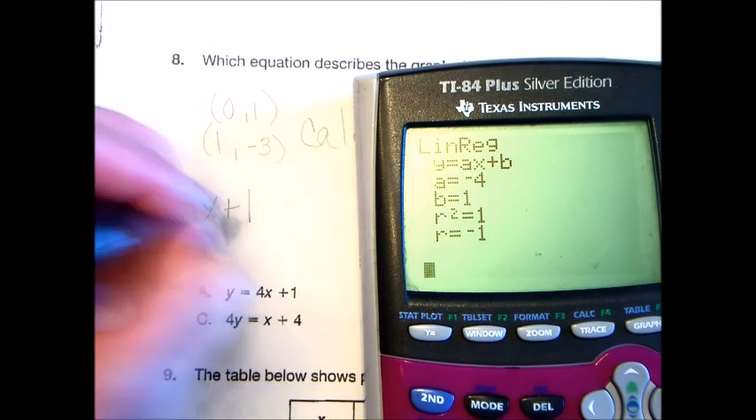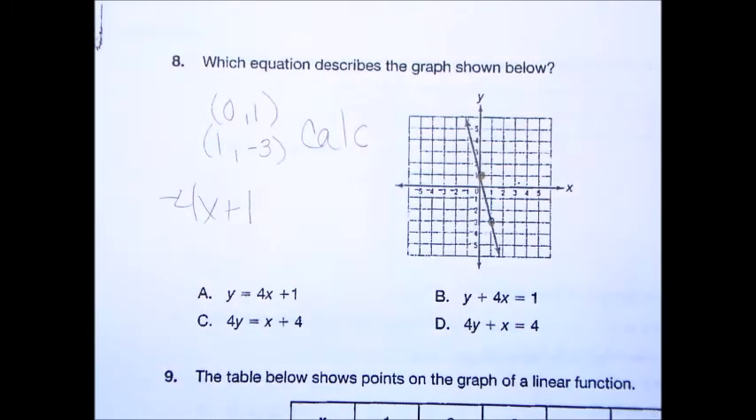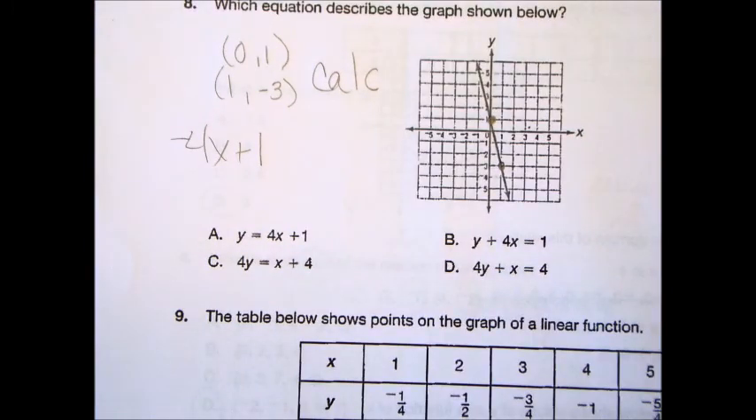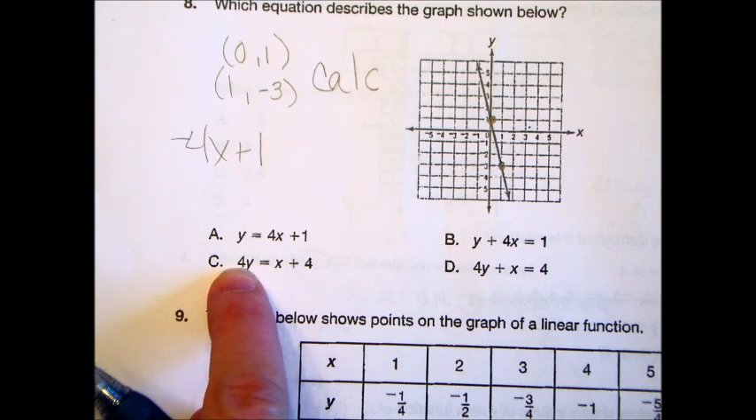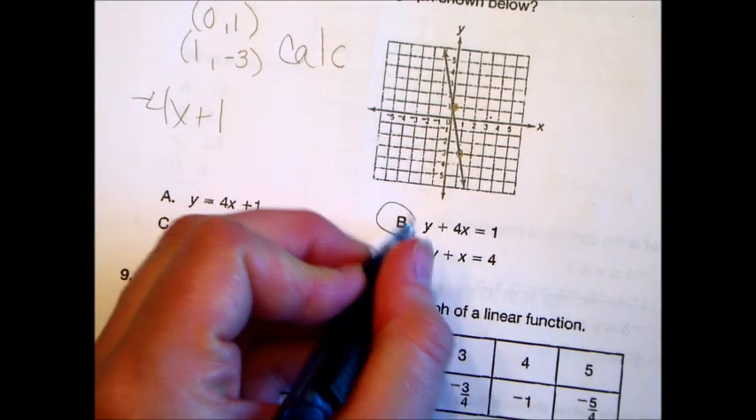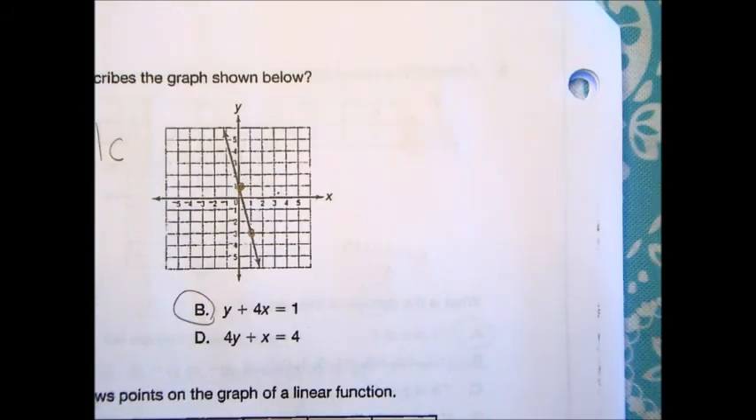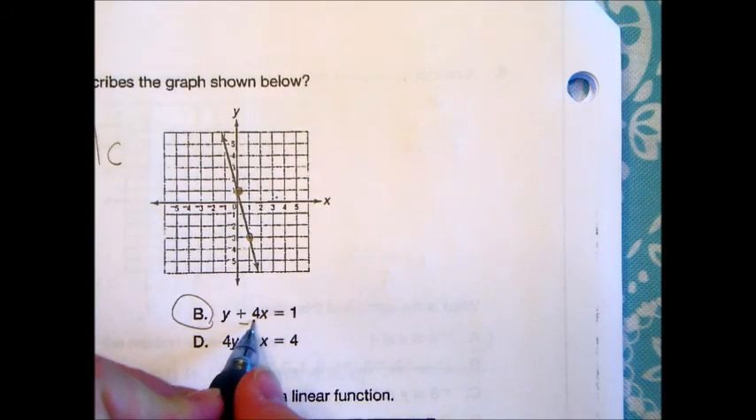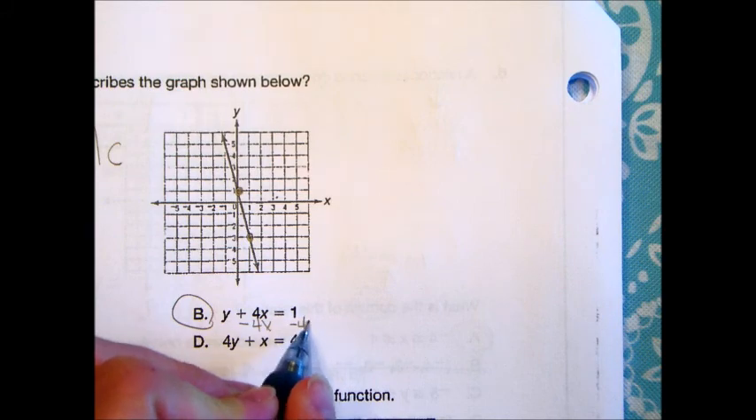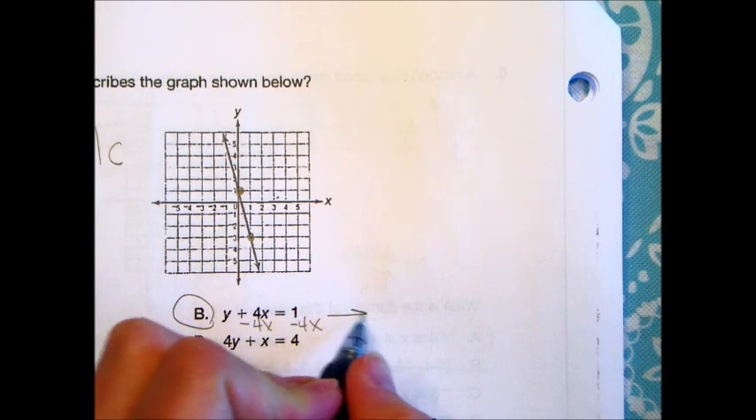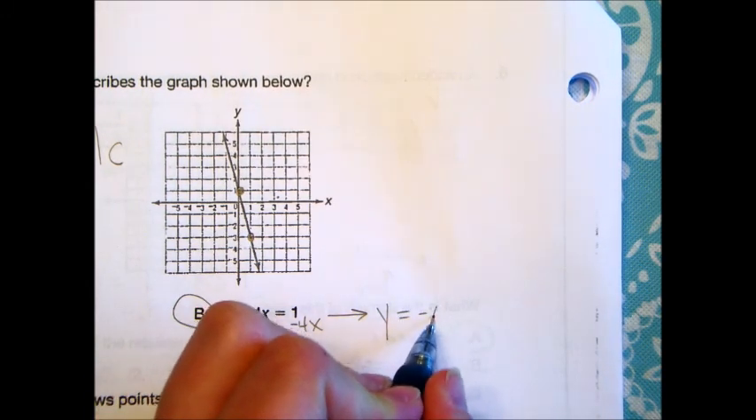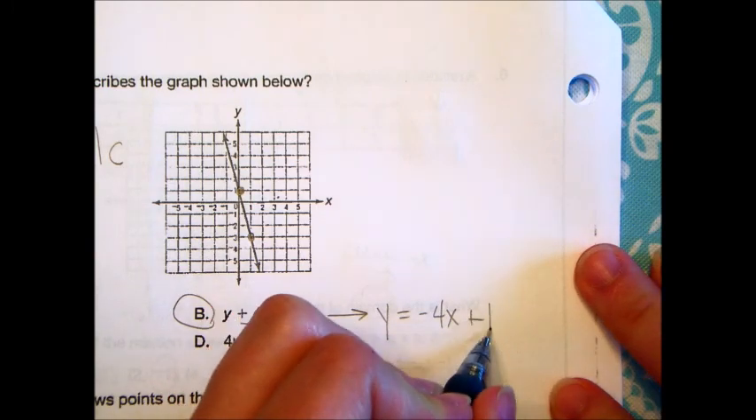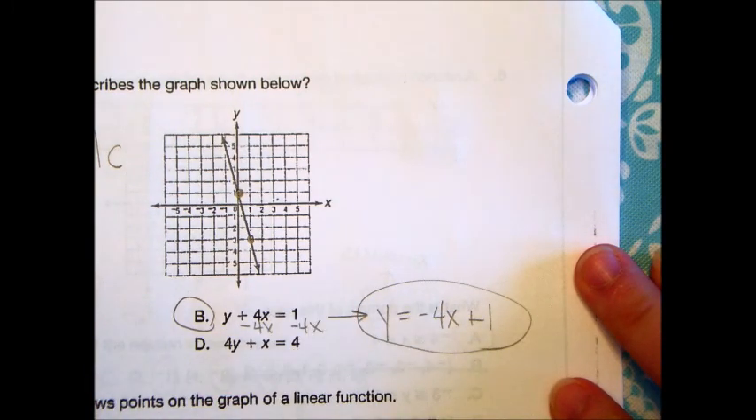-4x plus 1. My only option would be, oh, sneaky, sneaky. This one's not solved for y. Which one's all messed up? The answer is B, but let's make sure you understand why the answer is B. We have to take 4x to the other side. That was very sneaky of them. So you get y equals -4x plus 1. And now it matches. That was semi-sneaky of them, in my opinion.